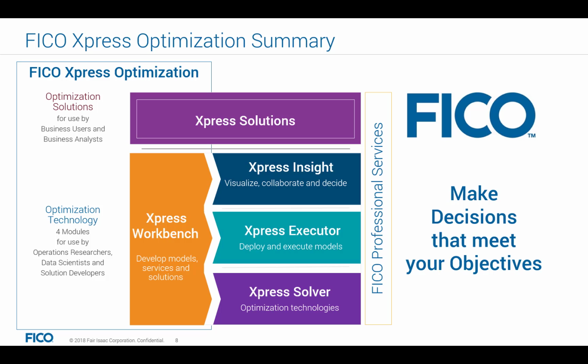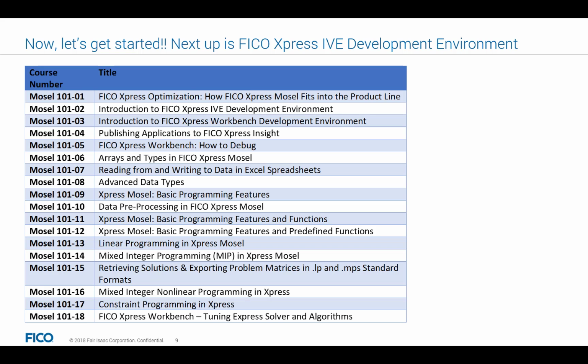So to summarize, Xpress Mosel is part of a bigger product line. Mosel is, in essence, the secret sauce of FICO Xpress optimization. Now that we know what the core components of FICO Xpress optimization are, I think we are ready to move on to the next part of our series, Introduction to the Xpress IVE Development Environment.